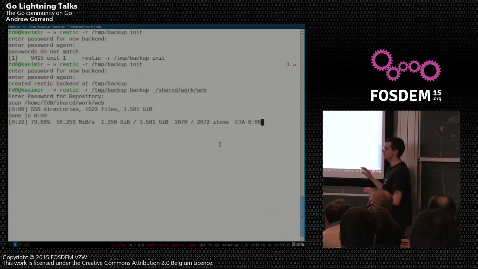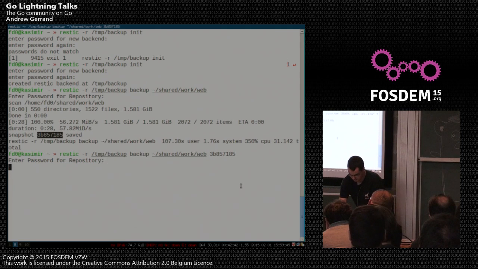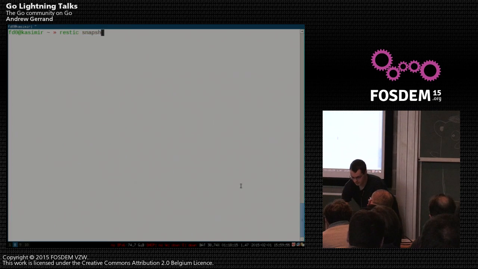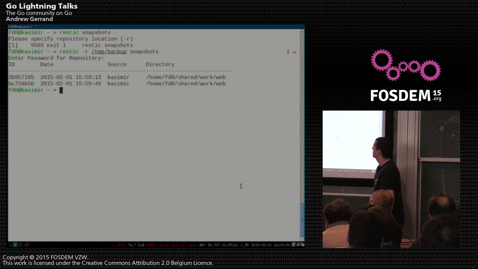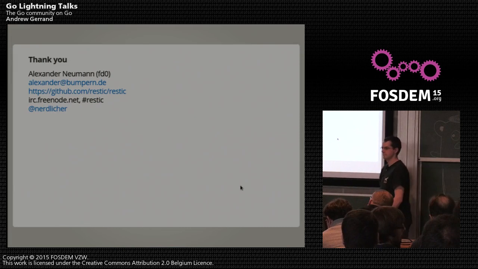And I have many ideas where this can be improved to go even faster. And now it says the snapshot has been saved under this ID, and I can give it this ID as a template, and then it just says that everything is fine, and you have some commands like, for example, you can list the snapshots and so on and can restore them. Okay, that's it. Thank you.